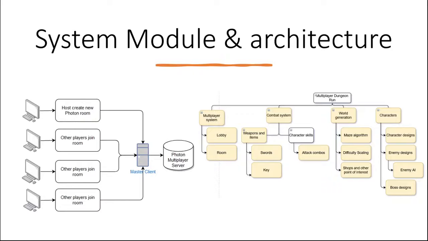And on the right you can see is the system module diagram. This system has 4 modules, which is multiplayer system, combat system, world generation, and characters. Multiplayer system is to satisfy the requirement for a multiplayer game. The combat system is to develop an action-based combat system that has weapon items and also character skills. For the world generation module, this is to generate randomly generated levels to reduce the repetitive elements of the game. As for the characters, a game must have characters, including the player character and also the enemies.